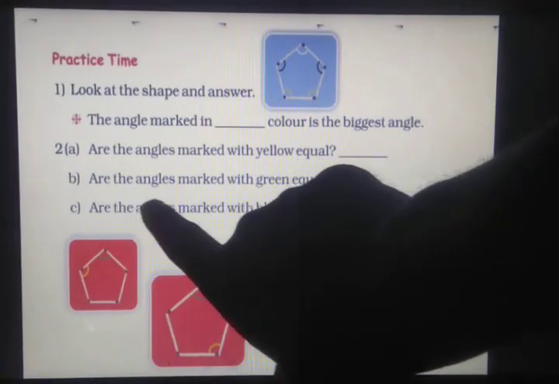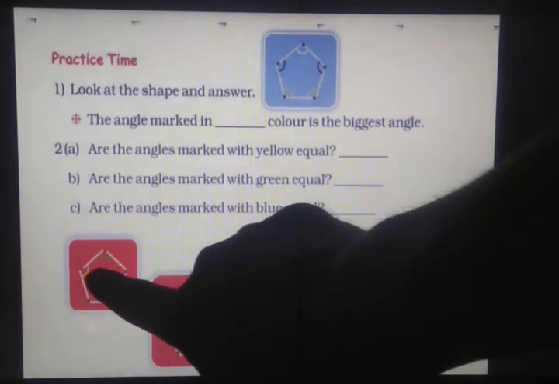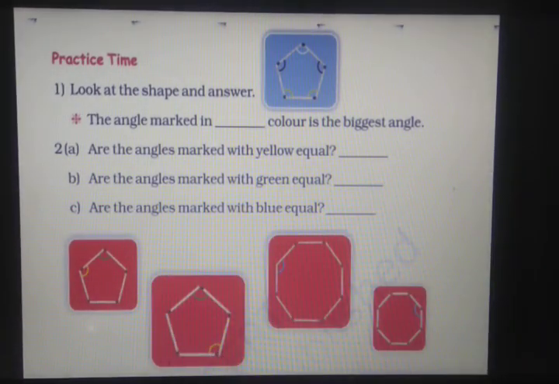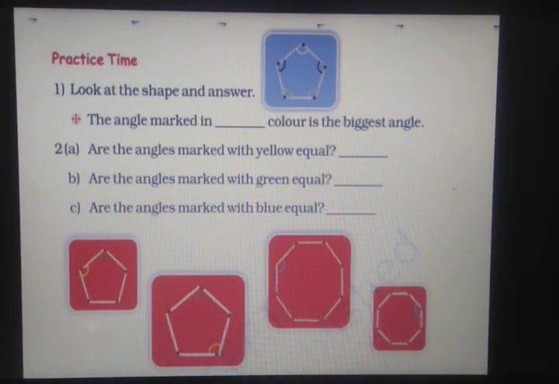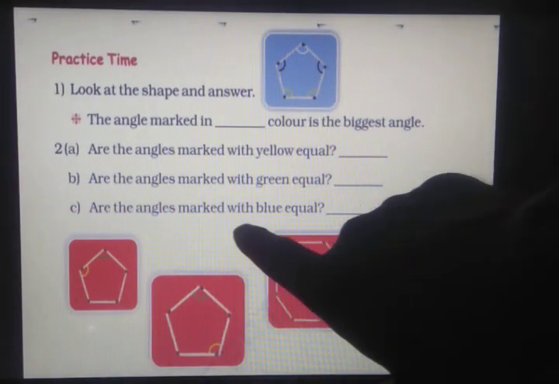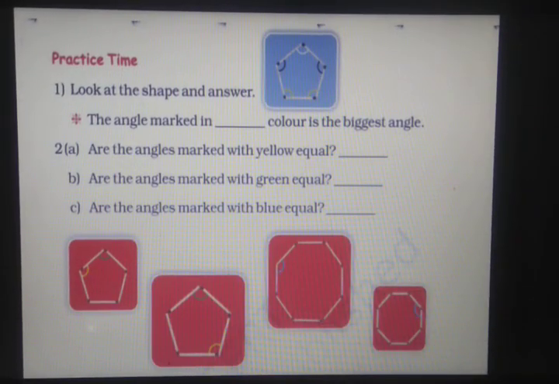Second one, are the angles marked with green equal? Green mark, you have to see this and this. As both the shapes are pentagons and they are the same, you can see the angle is the same, or you can say equal. Third question, are the angles marked with blue equal? Now you have to see blue. Here the shape is an octagon and the angles are also the same, or we can say equal. This way you can compare the angles of a given shape.